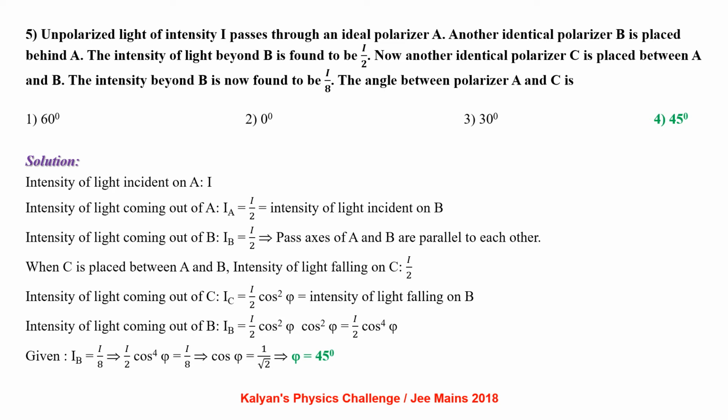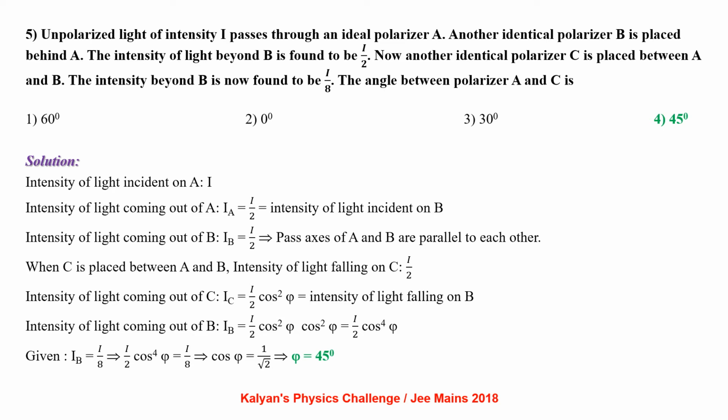Intensity of light coming out of A is I by 2. That is intensity of light incident on B. Intensity of light coming out of B, I_B equal to I by 2, since the pass axis of A and B are parallel to each other. When C is placed between A and B, intensity of light falling on C is I by 2. The intensity of light coming out of C, I_C equal to I by 2 cos square phi, that is equal to intensity of light falling on B.